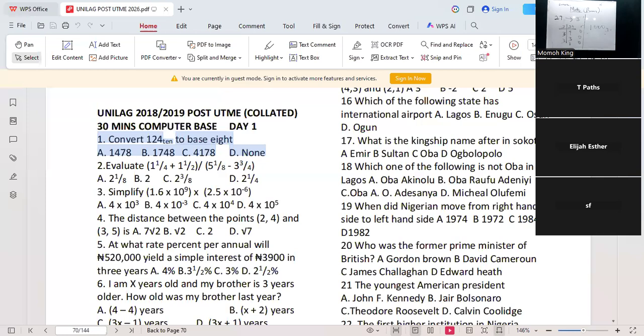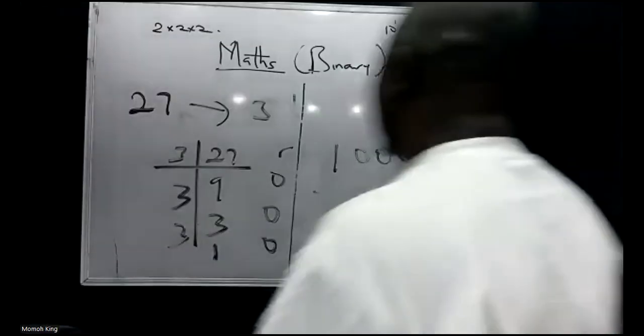No, that 8 is base 8. It's a typographical error. Look at the options. A is 147 base 8, not 1478. B is 174 base 8. C is 417 base 8. So D is none. I think somebody got none. Another person got 178 base 8. Please be mindful of it. Let me quickly solve it and see if it's going to be none or we have the answer.